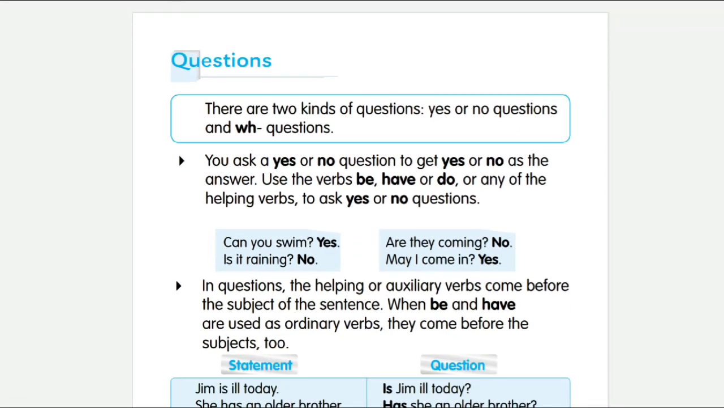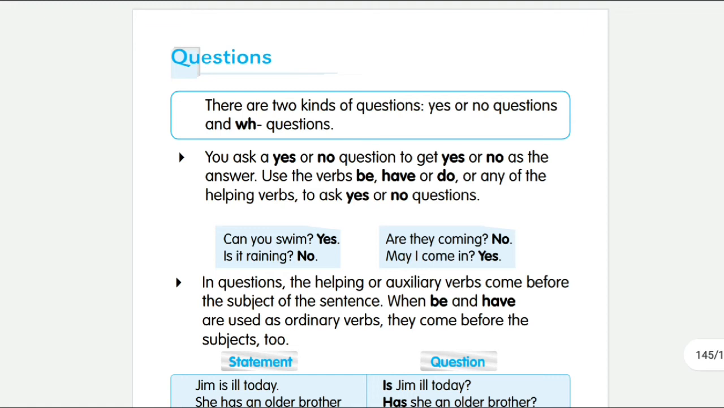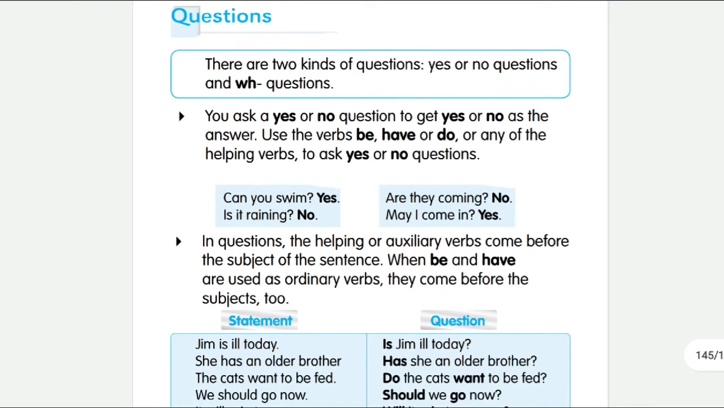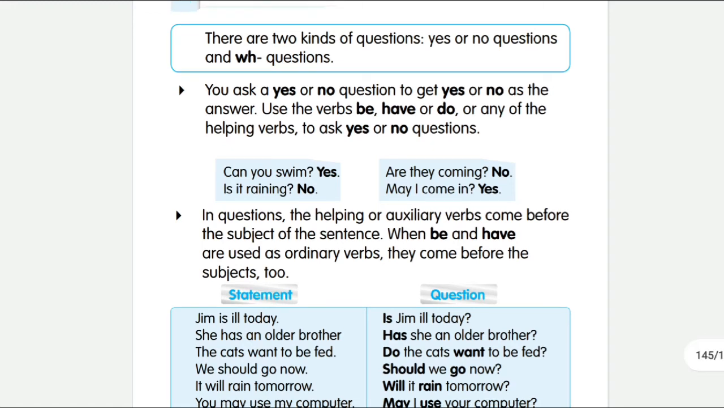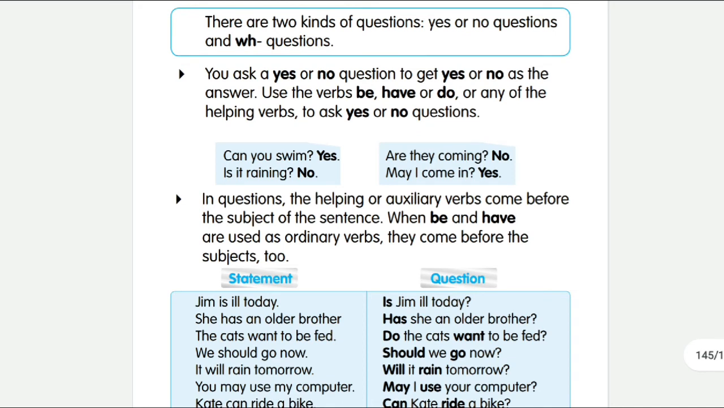So there are two kinds of questions: yes or no questions, and WH questions. Yes and no questions are very short. You can ask yes or no questions to get yes or no as the answer, and you can use the verbs be, have, do for this purpose. For example, can you swim? You have to reply yes or no. Is it raining? No. Are they coming? No. May I come in? Yes. So all these are called yes-no questions.